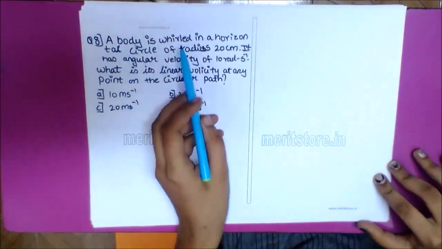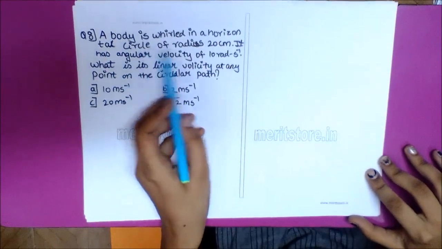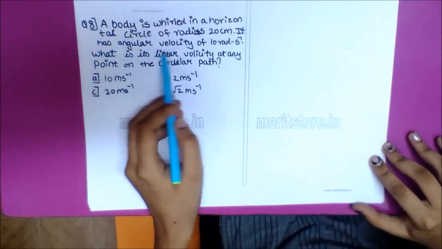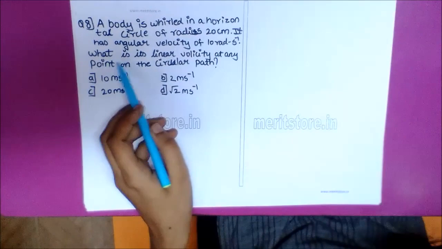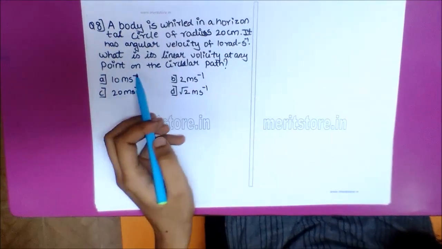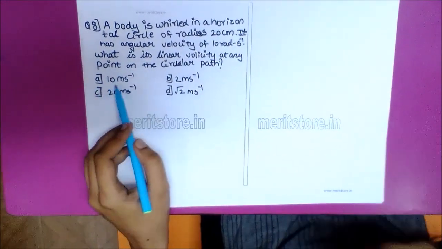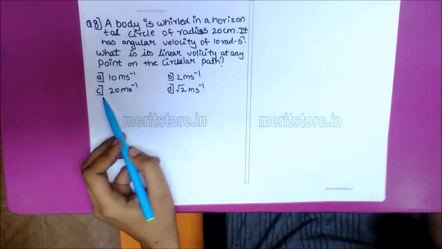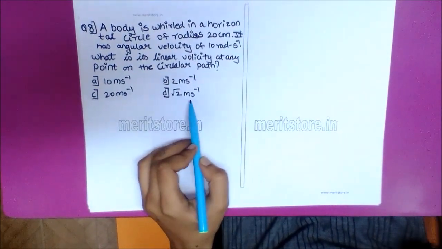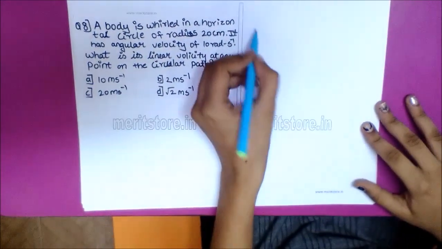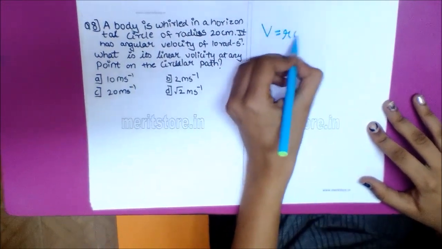Question 8. A body is whirled in a horizontal circle of radius 20 cm. It has an angular velocity of 10 radians per second. What is the linear velocity at any point on the circular path? A) 10 meters per second, B) 2 meters per second, C) 20 meters per second, D) root 2 meters per second. So over here we know that v is equal to r omega.